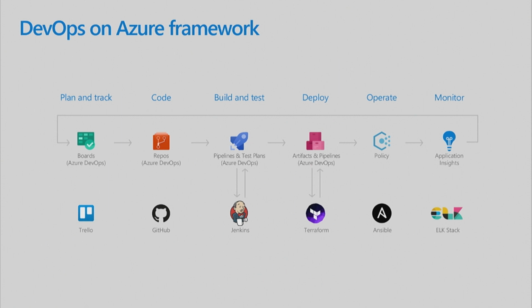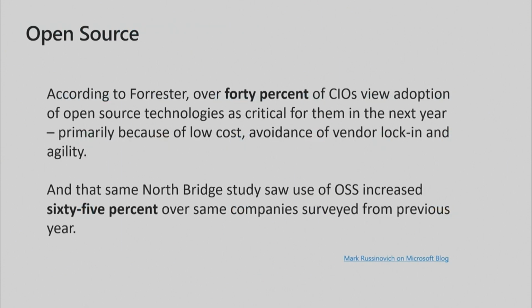So you can use most of the Microsoft tools, the boards and repos and pipelines, and have that work with Jenkins. So Jenkins is really, really good at CI. If you want to do your CI with Jenkins and use the pipelines to do the CD, you can do that as well. So all of these scenarios, including other ones, should work great for you.